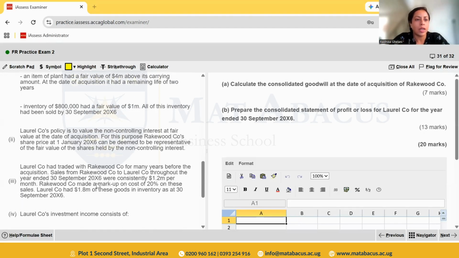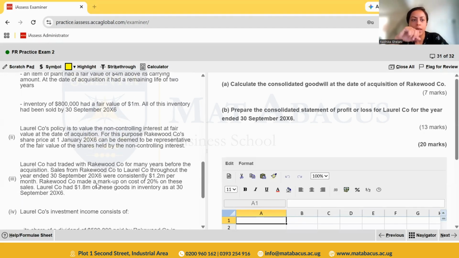Note number 2 says that L'Oreal Company's policy is to value the NCI at fair value, so full goodwill method, because NCI is at fair value. For this purpose, Rakewood Company's share price at 1st Jan 2016 can be deemed to be representative of the fair value of the shares held by NCI. What does that mean? Generally, in other questions, you see them giving you the fair value of NCI. Here, they've not given it to you, but they've told you how to compute it. They said that you consider the share price to represent the fair value of the shares held by NCI.